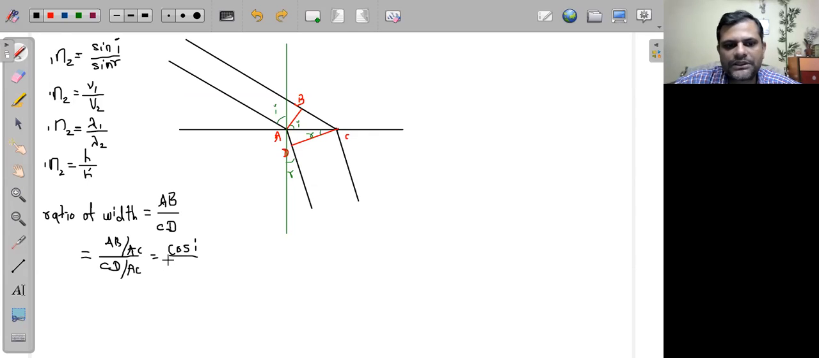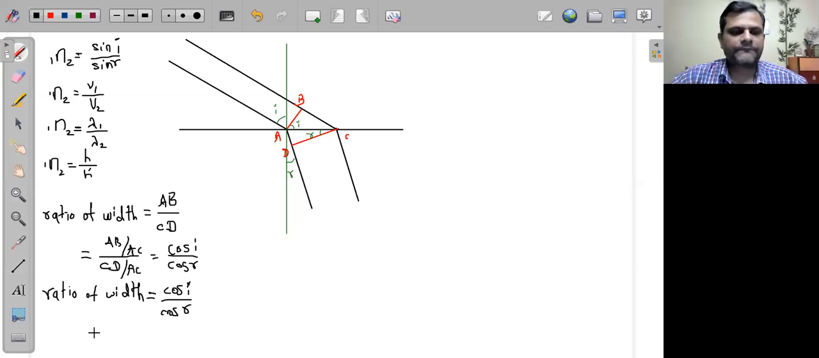So we can just say this CD upon AC to be the cos of R in this way, and hence the ratio of width का फाइनल फॉर्मूला क्या हो गया हमारे पास, तो रेशियो ऑफ विड्थ के लिए हमारे पास फॉर्मूला आ गया जो कि cos of I, और वो भी रेशियो ऑफ विड्थ ऑफ इंसिडेंट टू रिफ्रैक्टेड विड्थ रिफ्रैक्टेड बीम, that will be cos of I upon cos of R, ये याद रखो ठीक से. So this is the ratio of width का formula.